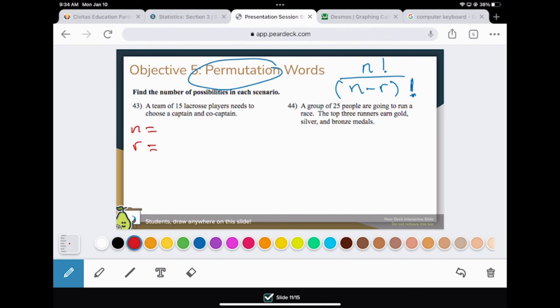N is the total. R is how many you take away. So in here, the n is always the one that's bigger than or equal to r, but n should be the bigger value. That's something you want to make mental notes for tomorrow. N should be the bigger value, right? So in here, the problem is saying a team of 15 lacrosse players needs to choose a captain and co-captain.